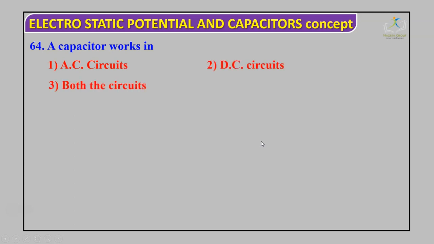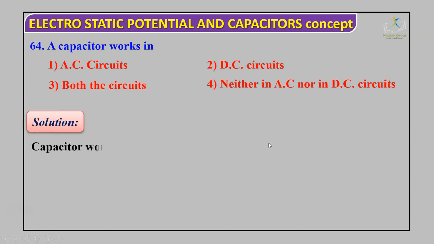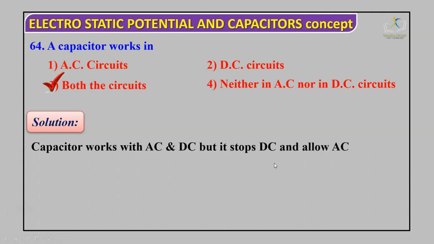Now we have the next question. A capacitor works in an AC circuit, DC circuit, both circuits, or neither AC nor DC circuit. Solution: a capacitor works with AC and DC, but it stops DC and allows AC. That means both the circuits.